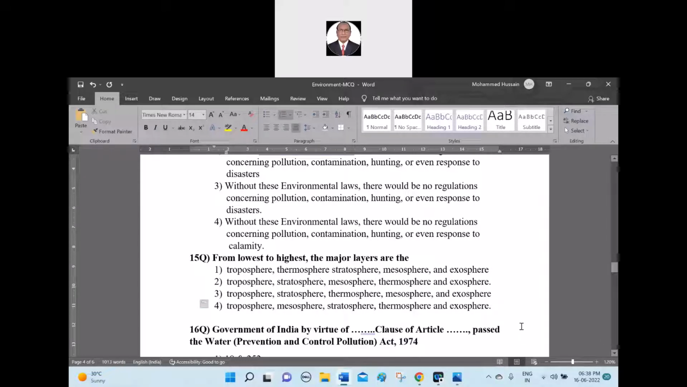See, the 3 or 4 options are given. Second option, I read it. Third option, troposphere, stratosphere, thermosphere, mesosphere, and exosphere. Fourth option is troposphere, mesosphere, stratosphere, thermosphere, and exosphere. So, which one is the correct sequence? The exact sequence.